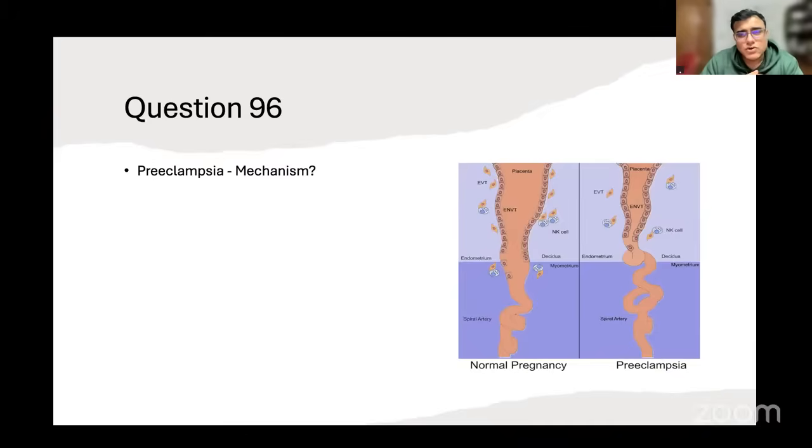Okay. So preeclampsia mechanism. We have all read about the preeclampsia mechanism. It's a two-step process. First, the trophoblast does not proliferate until the spiral arteries, does not reach there. So it causes resistance, and over a period it causes hypoxia, which leads to vasoconstriction and all the problems. So the preeclampsia mechanism, we all know.